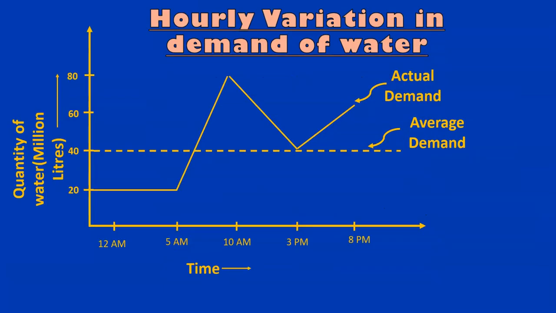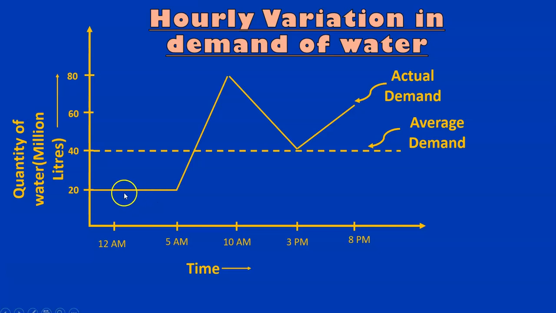Now let's look at a typical graph showing the hourly variation in demand of water. On the x-axis, it shows the time of a day, and on the y-axis, it shows the quantity of water in million liters. If you look at the graph, the straight line represents the actual demand and the dotted line represents the average demand, which is Q, and the formula of Q is previously discussed.